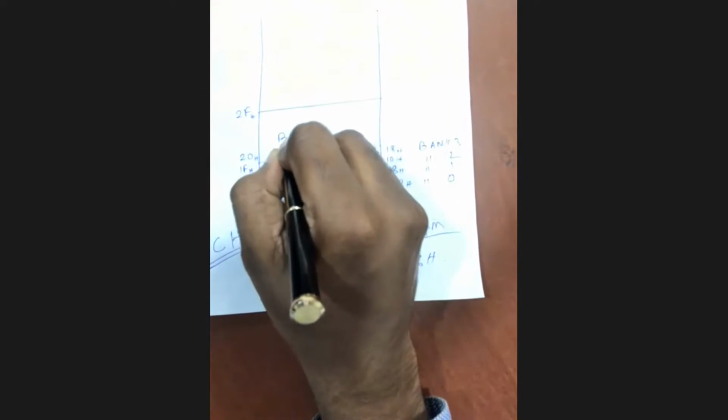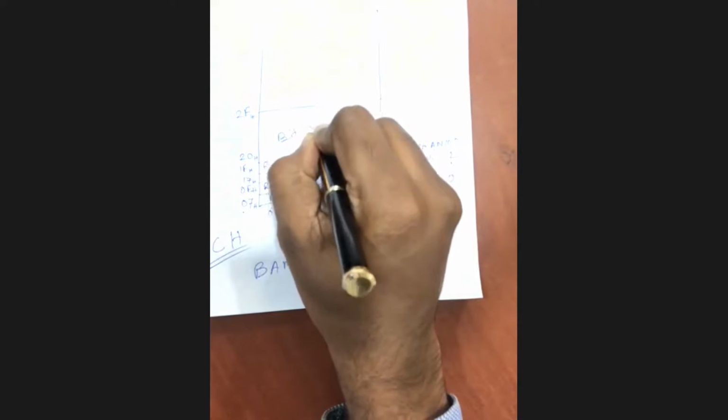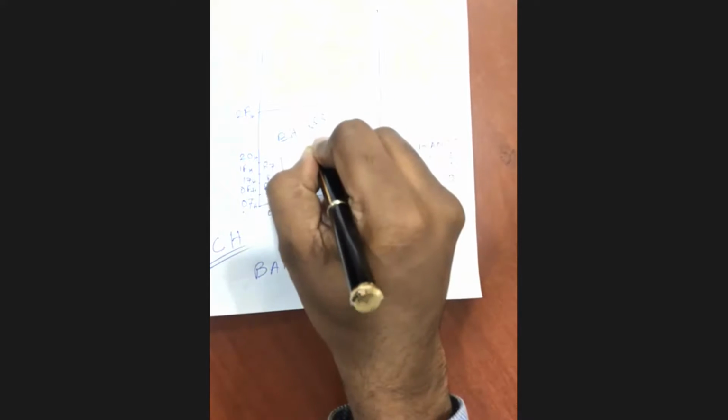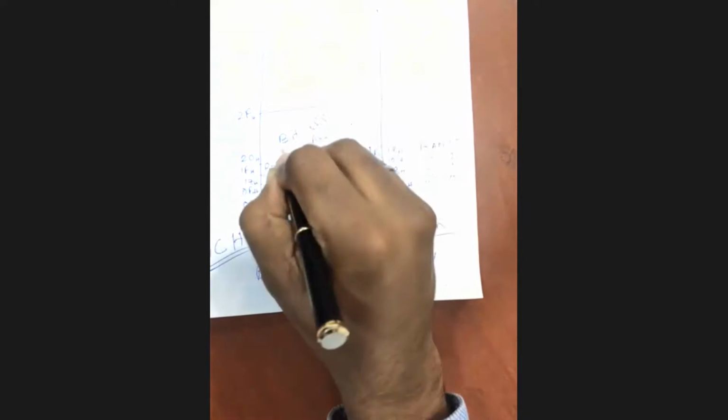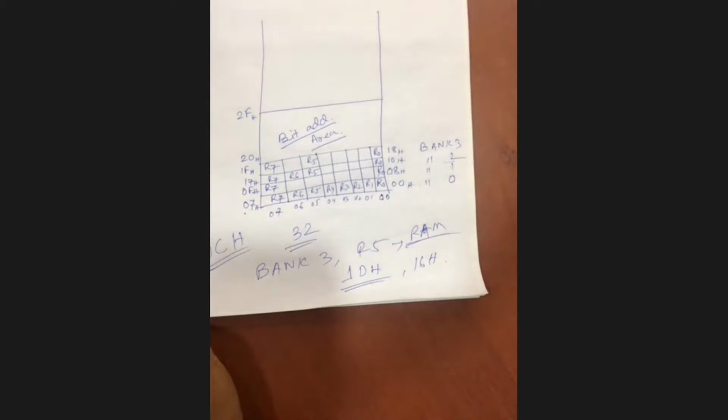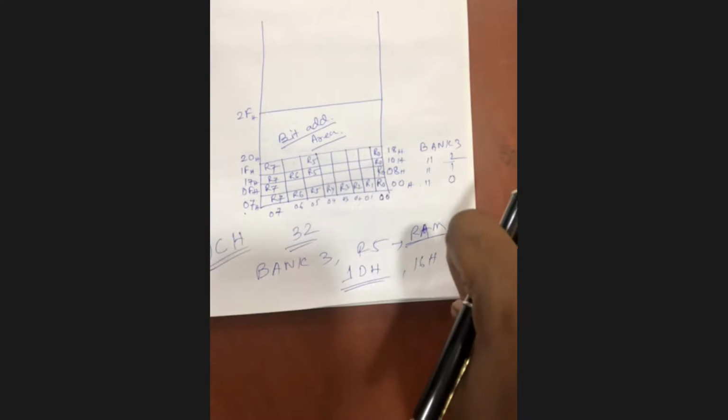This location is called the bit addressable area. What is the bit addressable area? 20 to 2F. I'm explaining over here.